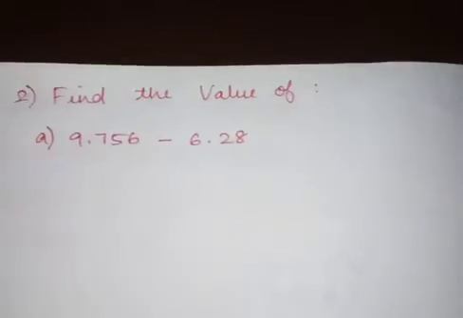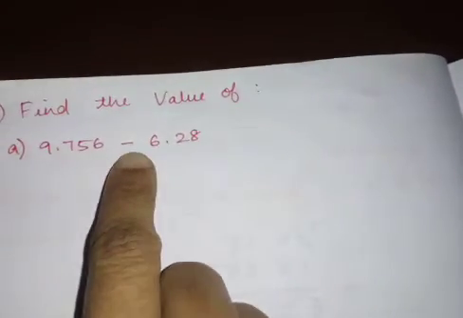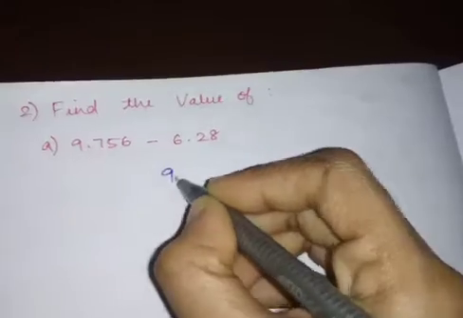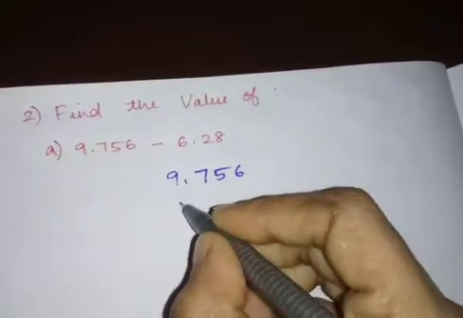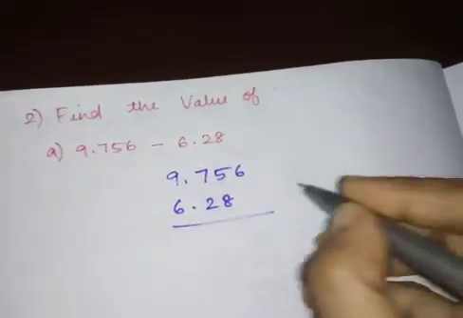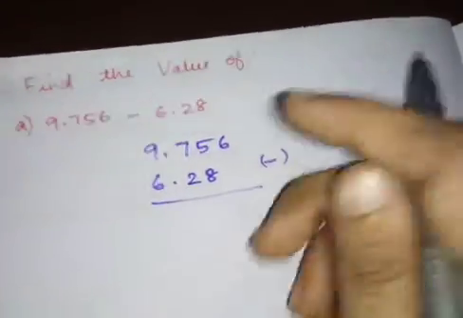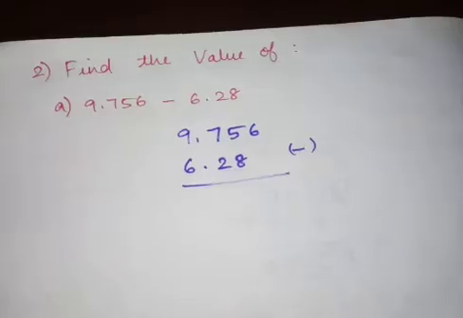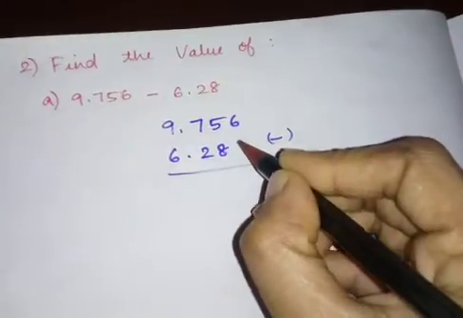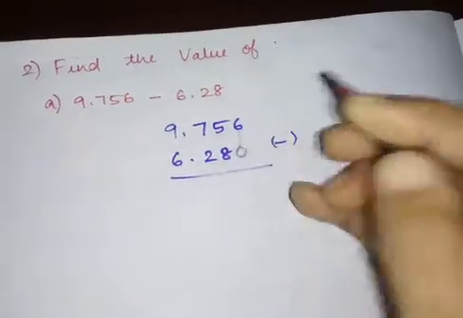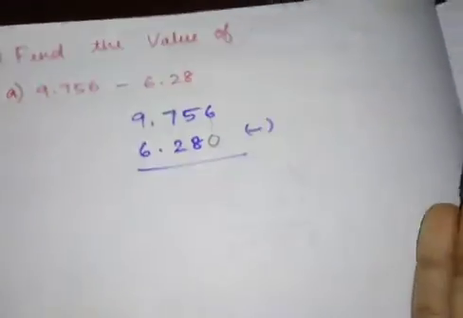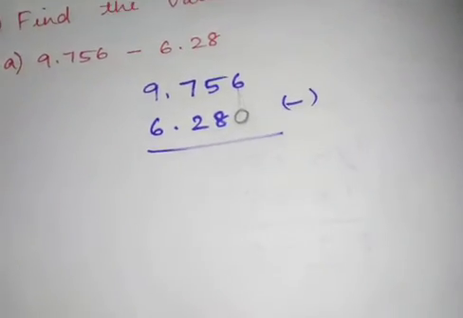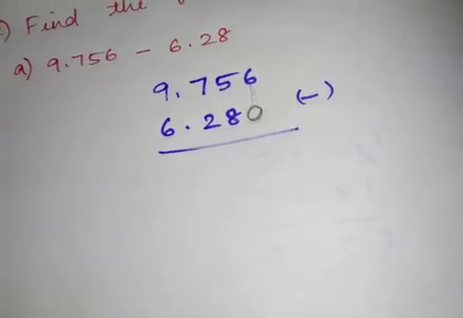Find the value of 9.756 minus 6.28. We are just going to find the value of this given expression. 9.756, then 6.28. I am just subtracting both the values. After the decimal point there are 3 digits here, but here after the decimal point there are 2 digits. So this one is extra, and here we don't have any number, so insert zeros. I told you, at the last in the right side of the decimal point, if you add zeros, it has no meaning. So you can add as many zeros as you want.